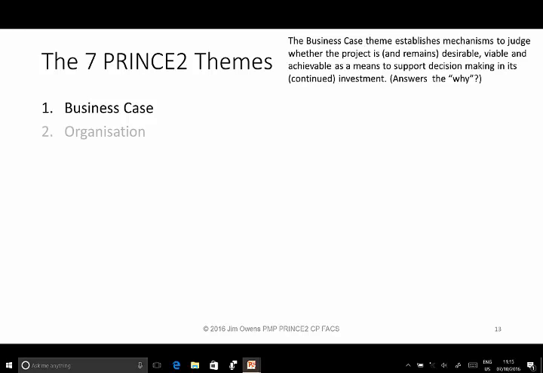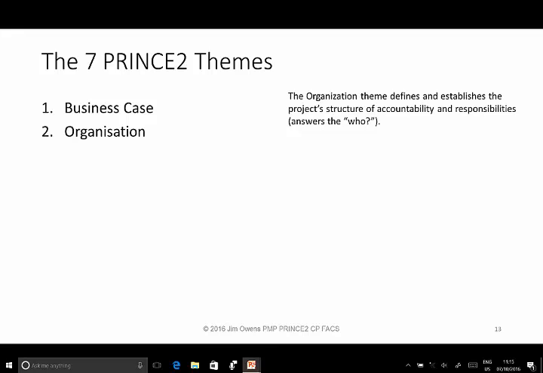Theme number 2, the organisation theme. The organisation theme defines and establishes the project structure of accountability and responsibilities. It answers the question who. Who should be involved? Who should perform which roles? Who should make which decisions?